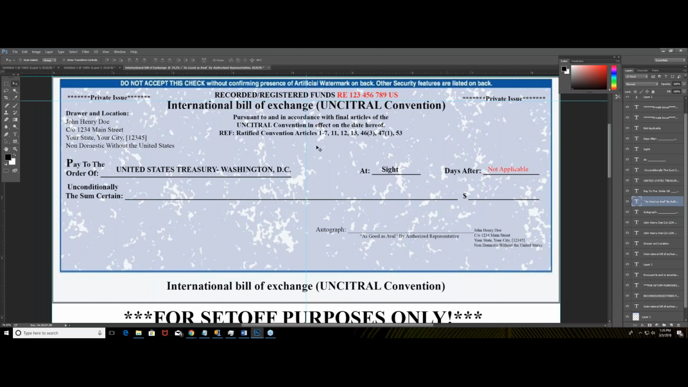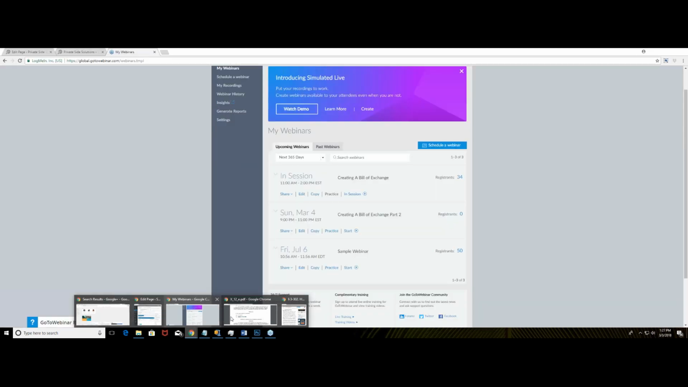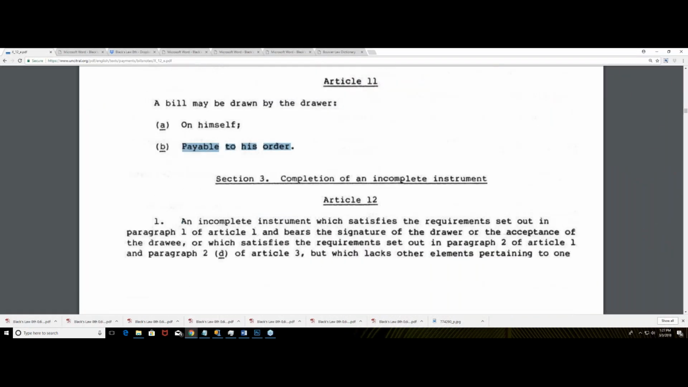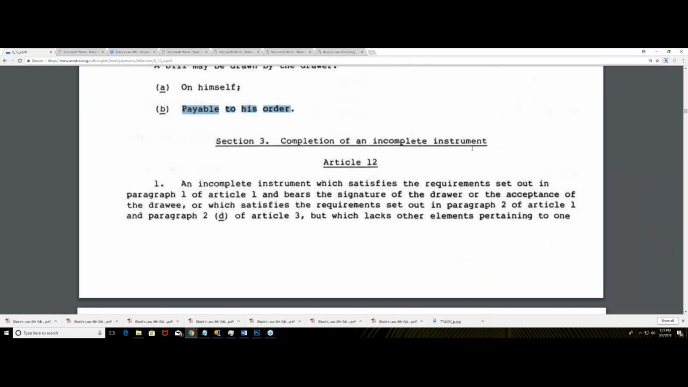All right. So we got our instrument. This is what these articles are for on here. When you see these strange numbers on here, they're directing you to articles in that document that lets you know what is being applied to this particular instrument. Okay, let's look at number 12 real quick. 12, completion of an incomplete instrument.